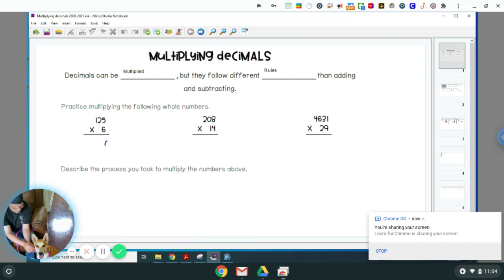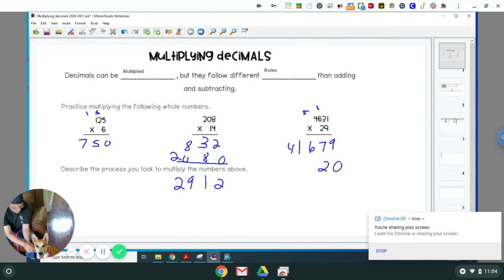We're going to do 6 times 5, 30. 2 times 6, 12, plus 3 is 15. 6 times 1 is 6, plus 1 is 7, so 750. We'll do this one real quick. Oops, that's not right.